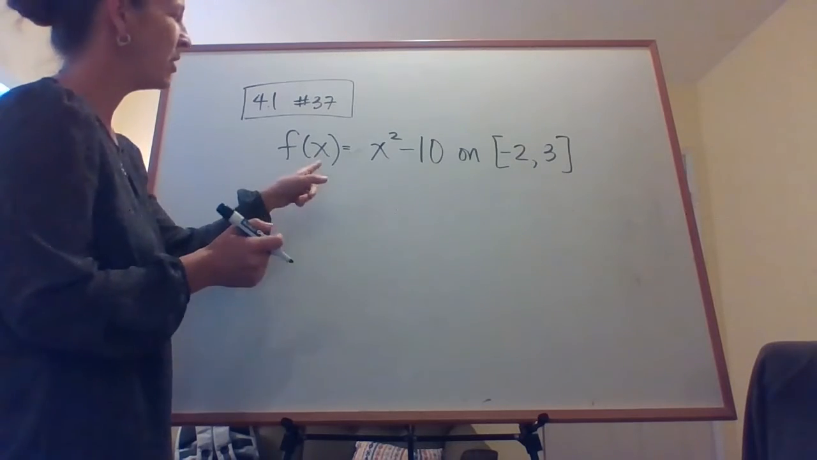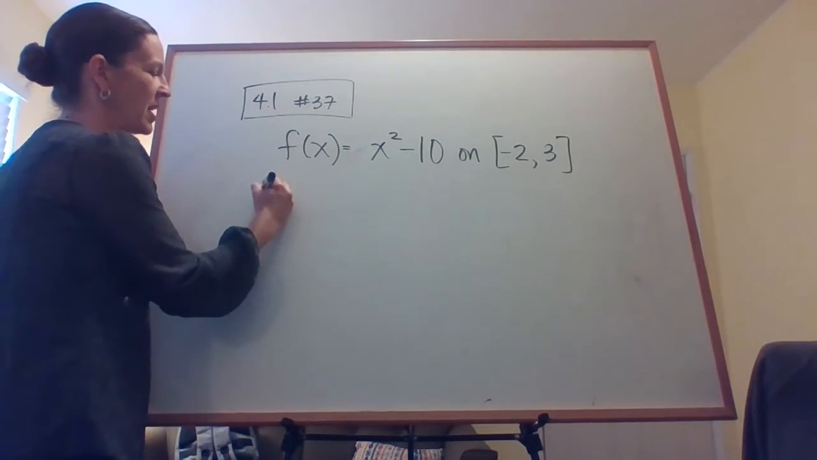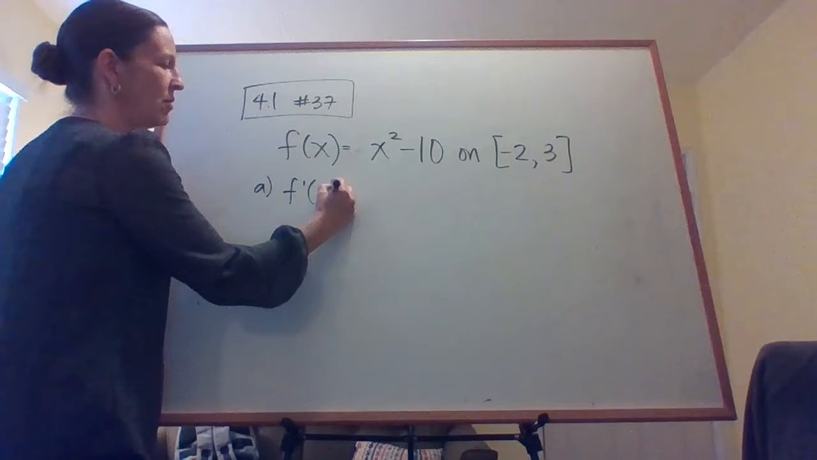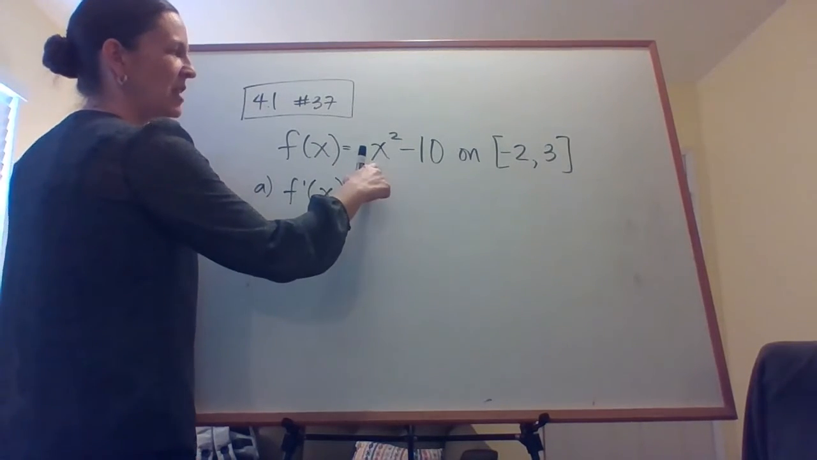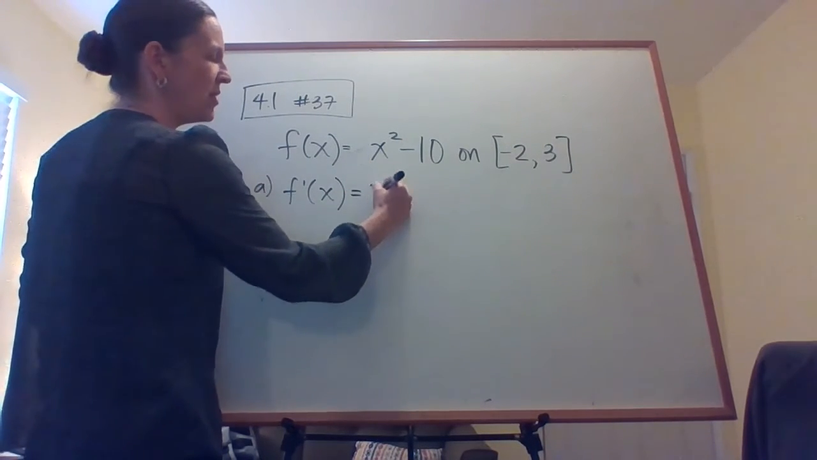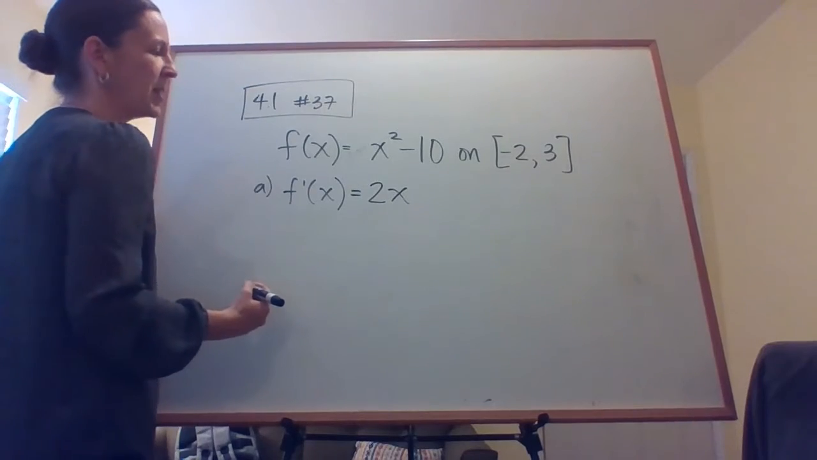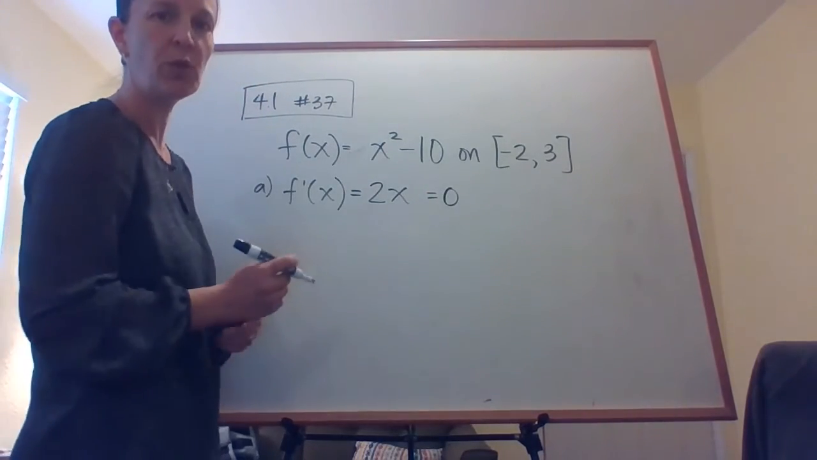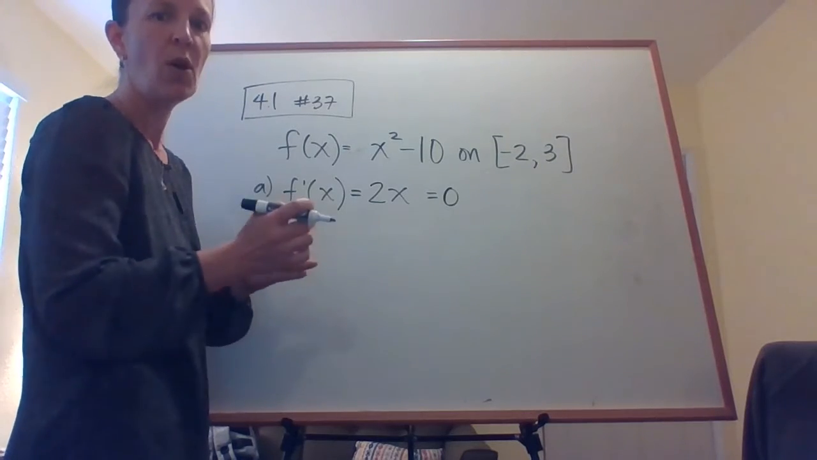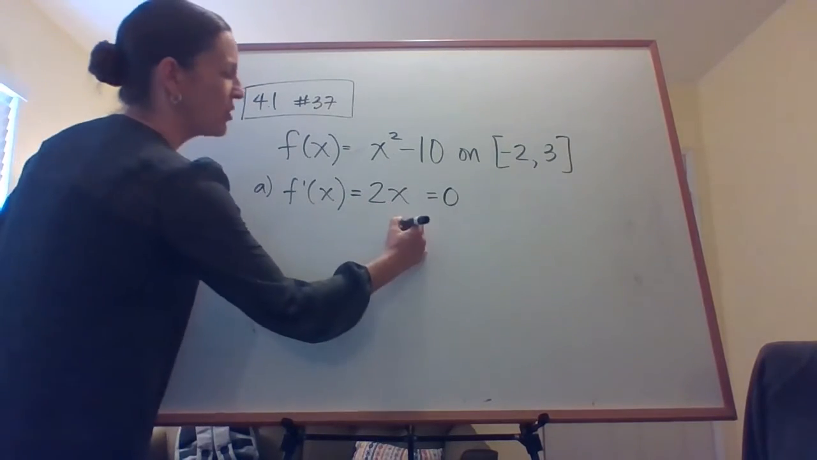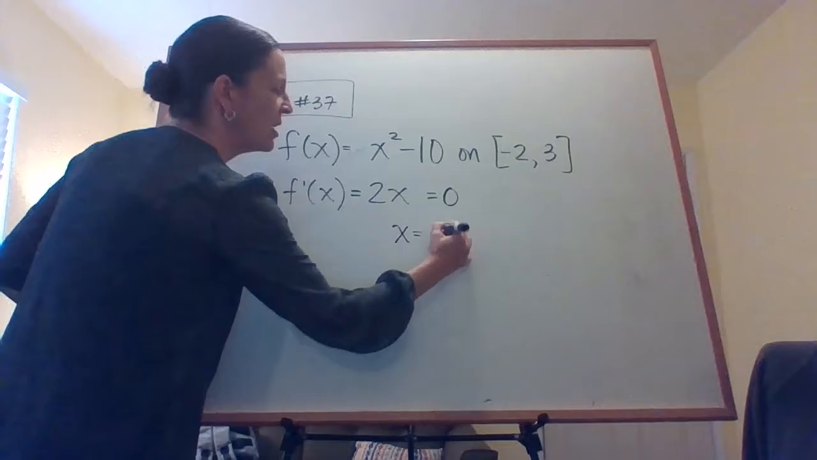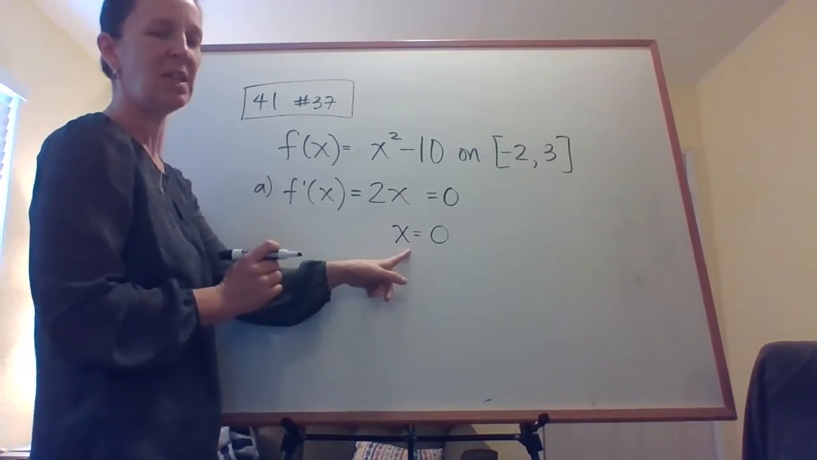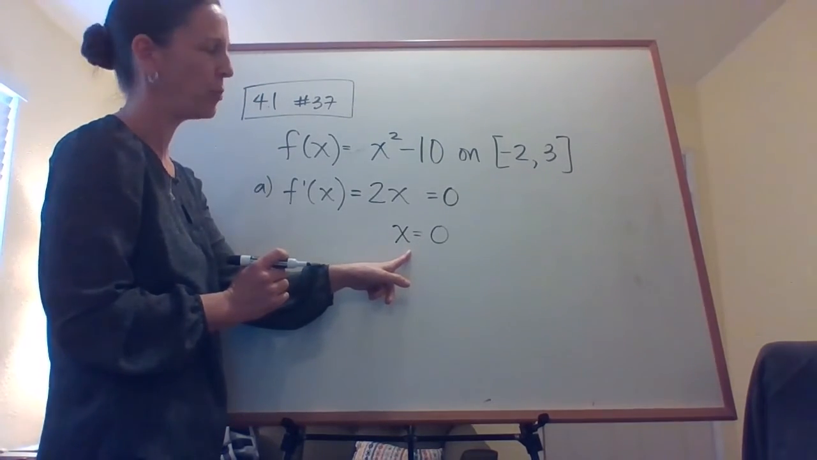Okay, so I'm going to first find the critical points. That means I'm going to take the derivative, f prime of x. If f of x is x squared minus 10, the derivative is 2x. Then I'm going to set that derivative equal to 0, because critical points are where the derivative is 0 or the derivative is undefined. So that is going to be when x is 0. So x equals 0 is a critical point.